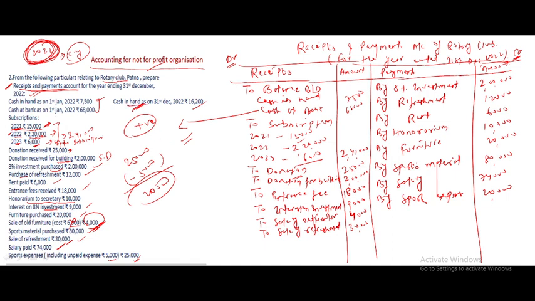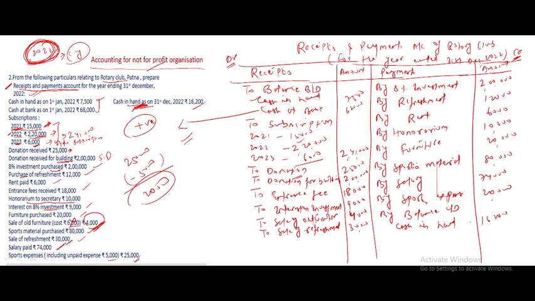Now the closing cash balance. The opening cash balance is right here, so the closing cash balance goes on the other side as By balance c/d. This is the basic concept of accounting. Cash in hand 16,200. Now we balance the receipts and payment account. First we add the debit amounts. Okay students, first we add the debit amounts.